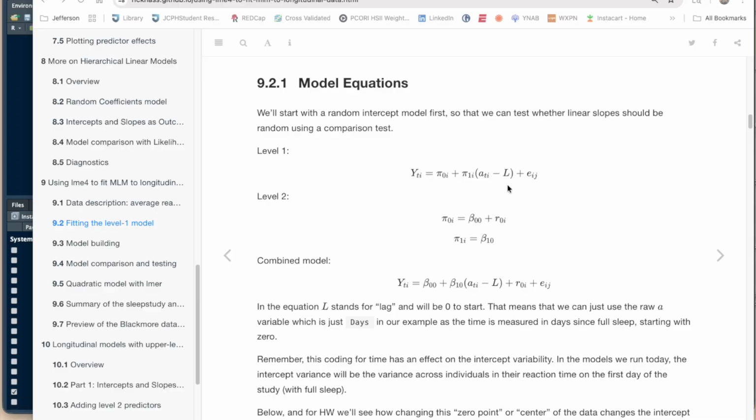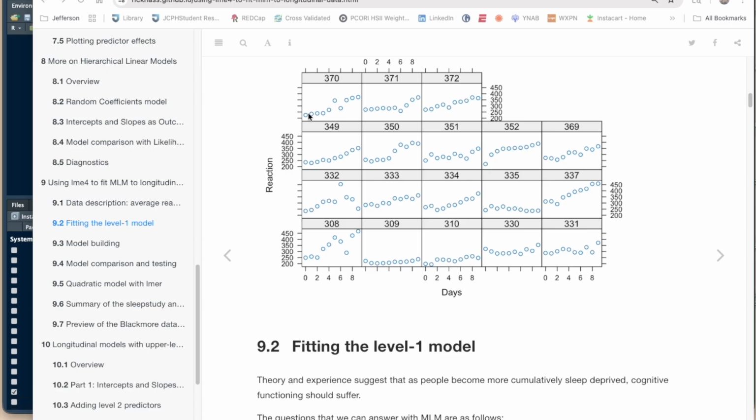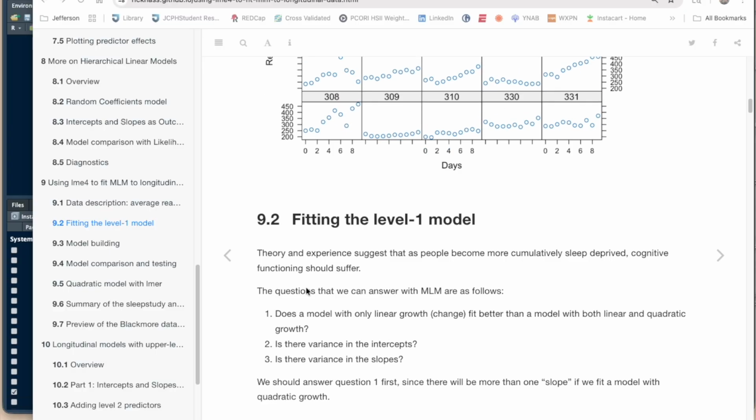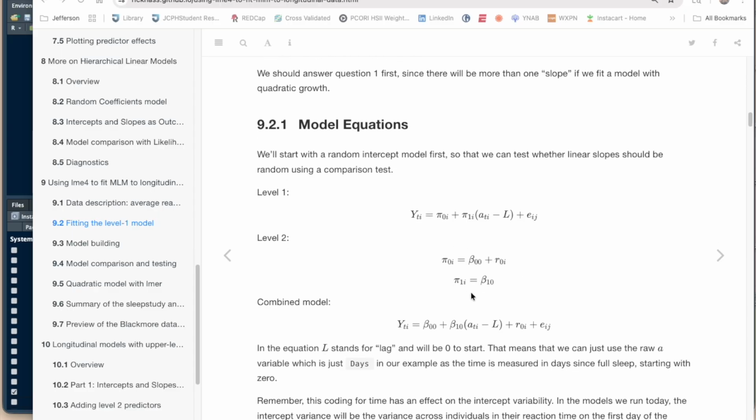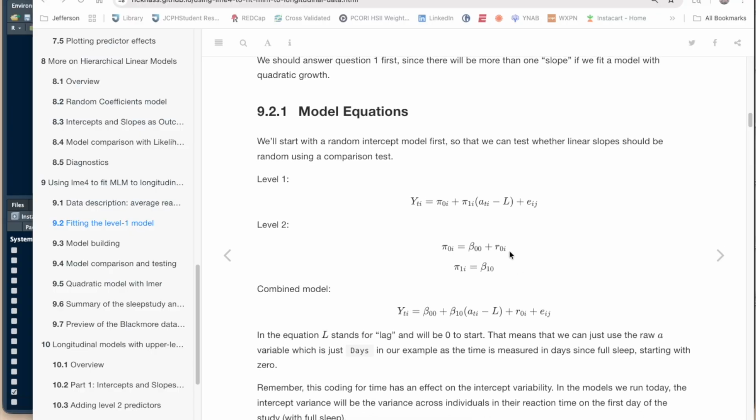So what does this do, right? This allows you, again, to center the data differently, to move the intercept around such that as it is now, the intercept variation is going to estimate the variation at the beginning of each participant's data, because that's where 0 is, right? How do we get to just intercept? This has to be 0. So boom.